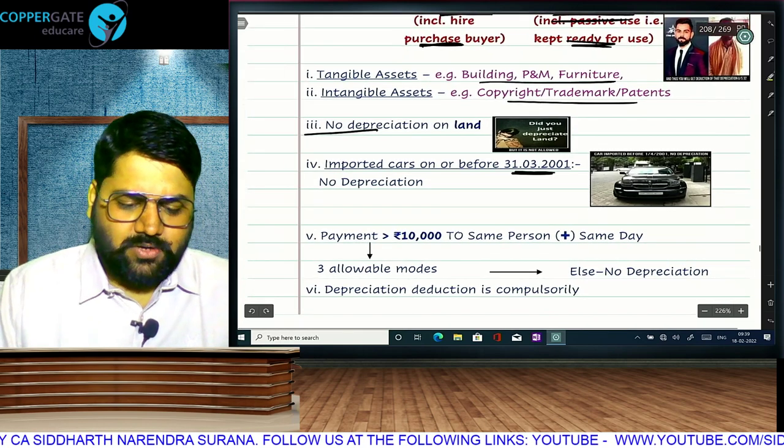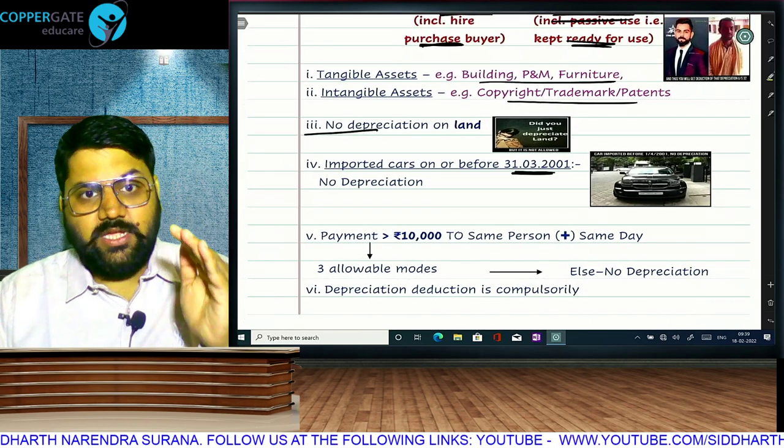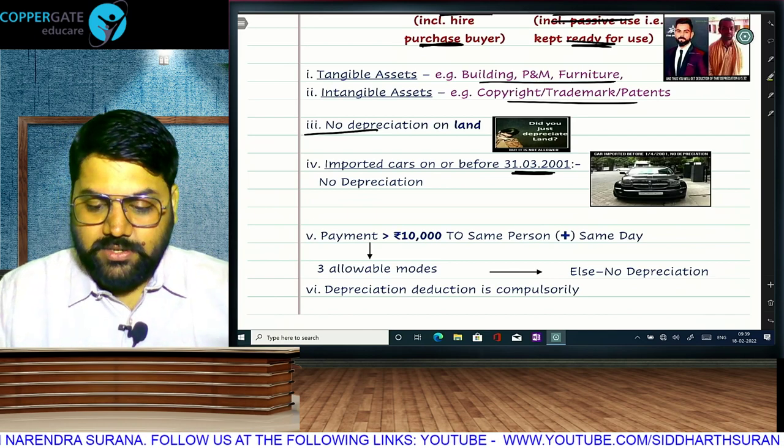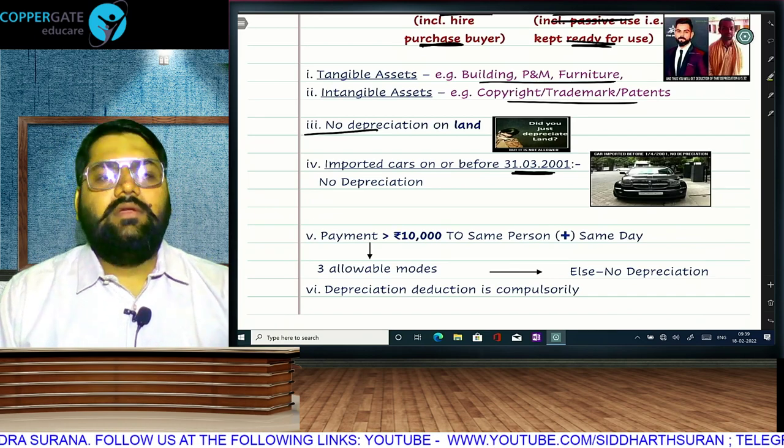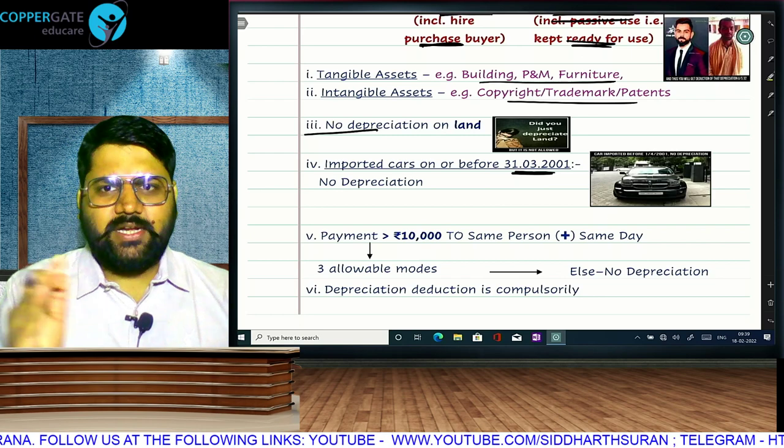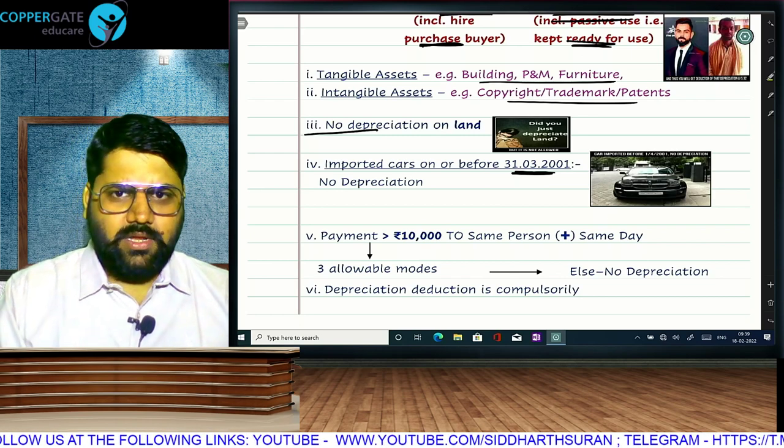Cars imported before 31st March 2001, no depreciation. If it was imported on or after 1/4/01, then only you will be eligible. So, up to 31st March 2001, if the car was imported, no depreciation.